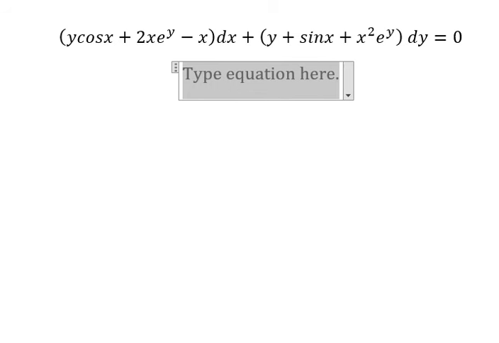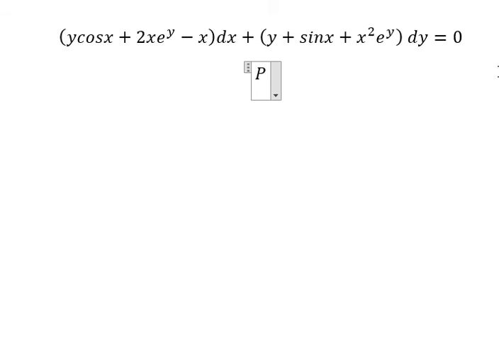Hello everybody, so today I will talk about calculus. The topic today is about differential equations. So now I will show you how to answer.